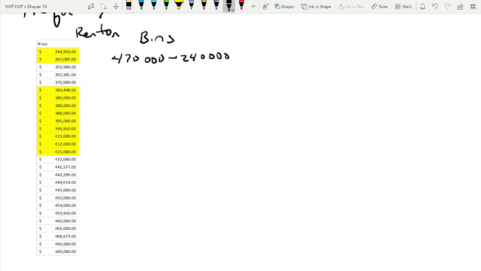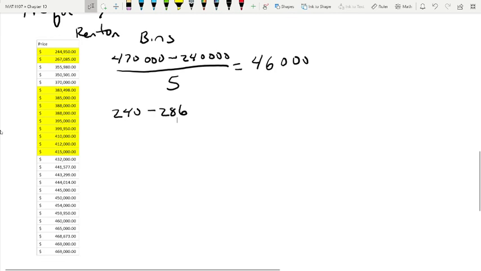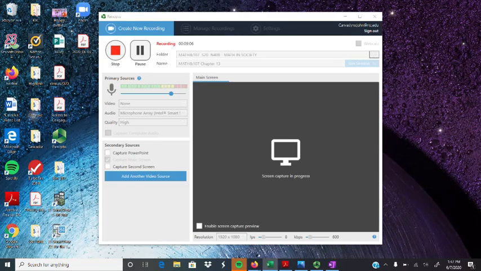And then I decided I want to do this in terms of 5 bins. And so that means that we're going to have 46,000 in terms of each bin. Which means then the way this would work in terms of my bins, my first bin is going to be 240 to 286,000, and so on and so on, right? And so let me pull that over here, and I have my table for this. And bring that over here.